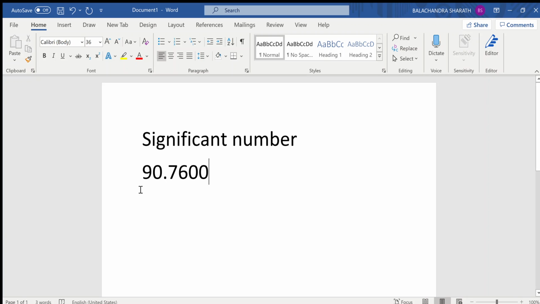Same goes for 90.7600. This has 1, 2, 3, 4, 5, 6 significant numbers. The two zeros that come after 7 and 6 are significant, and the 0 that comes after 9 is also significant. These trailing zeros might seem unnecessary at first glance, but they confirm the precision of the number. 90.7600 also means that the precision of this measuring device is to the nearest 4 decimal places. I think you get this idea.